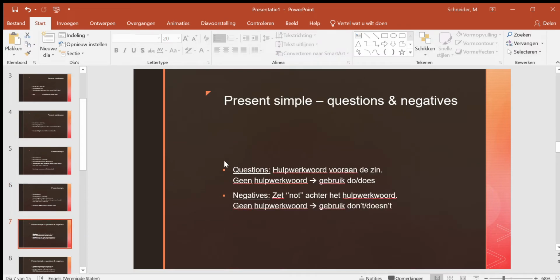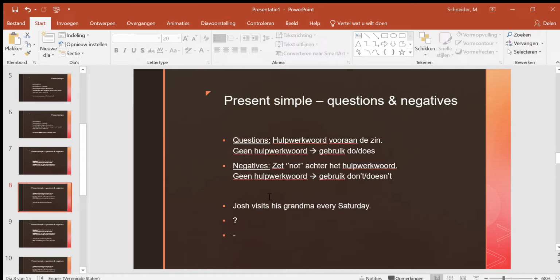Now, for questions and negatives, you have to create questions and negatives in the present simple. When we have a question, we put het hulpwerkwoord vooraan de zin. En als er geen hulpwerkwoord in staat, dan gebruiken we onze backup hulpwerkwoorden en dat zijn do en does. Bij negative hoef je alleen not achter het hulpwerkwoord te zetten. Als er geen hulpwerkwoord in de zin staat, gebruiken we don't of do not en doesn't of does not.